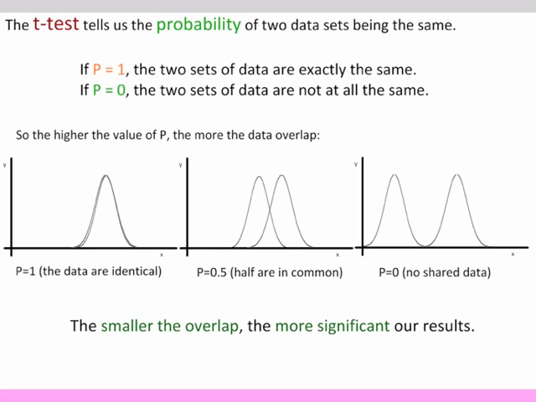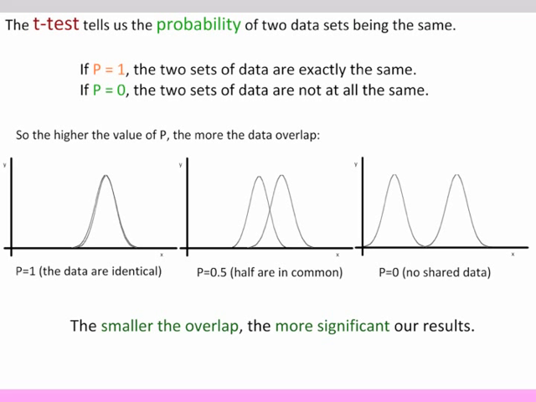If p equals 1, that means that the two sets of data are exactly the same. As you can see in this graph at the bottom left, p equals 1. That means that the data are identical. Okay? If p equals 0, the two sets of data are not at all the same. They are completely different, as you can see on the right-hand side.